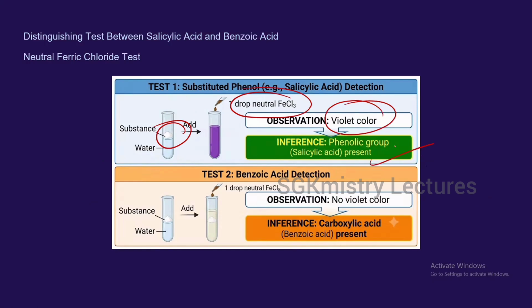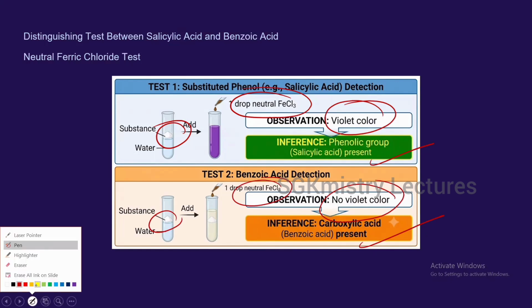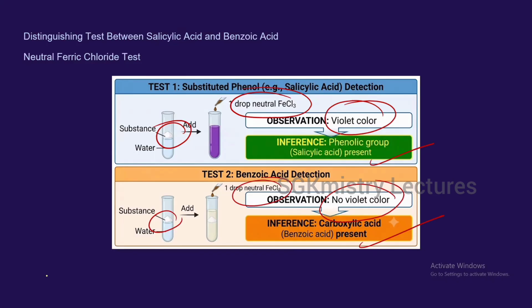Suppose now the same test, you take the substance and add it to water, and to this you add a drop of neutral ferric chloride. Now, if there is no violet color obtained, then we can say that benzoic acid is given to you. Okay, now the question is why salicylic acid can give the violet color like that of phenols when ferric chloride is added. It is very clear that in salicylic acid, there is one OH group which is directly attached to the benzene ring like that of the phenol. Because of this, it gives the positive test with neutral ferric chloride.